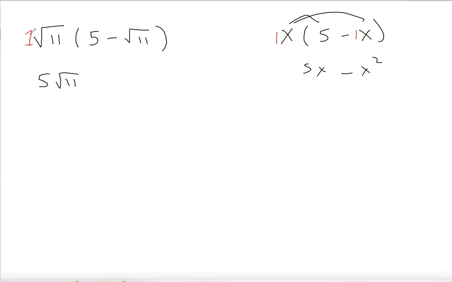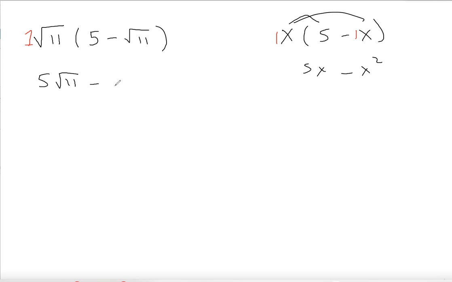Sometimes people will get a root 55 there or something, but the numbers in front multiply and then roots multiply. So this is just 5 times that 1, root 11. And then here, 1 times 1 would be 1, and then root 11 times root 11. So there are 3 different things I could write there.